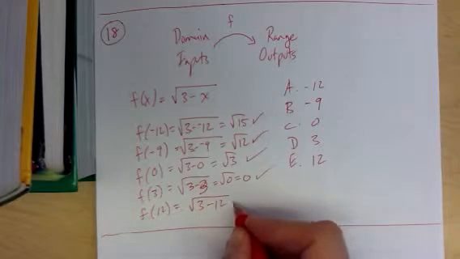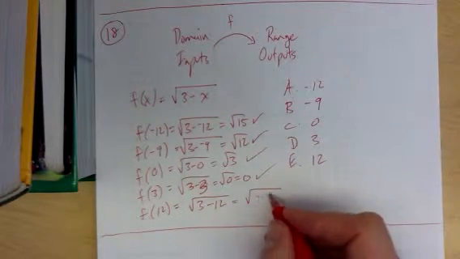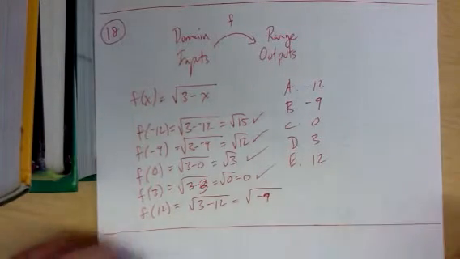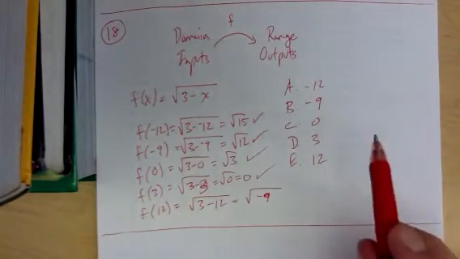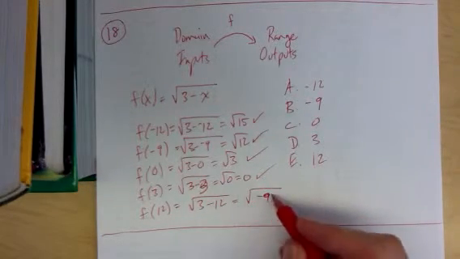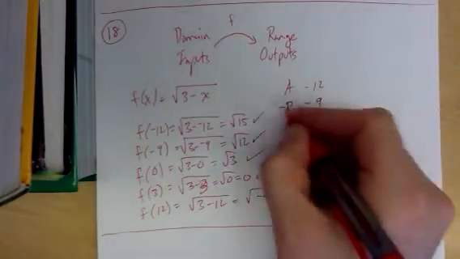Finally, f of 12: 3 minus 12, so in the radical we'll have negative 9. You can't take the square root of a negative number and expect a real output, which we need for this problem.